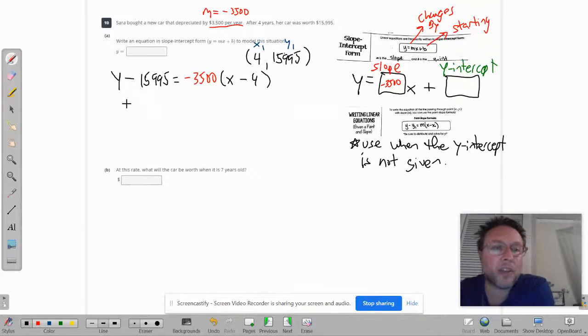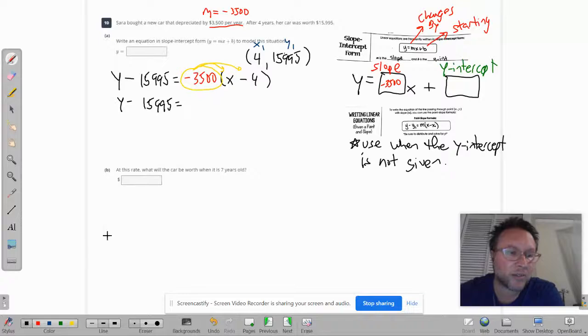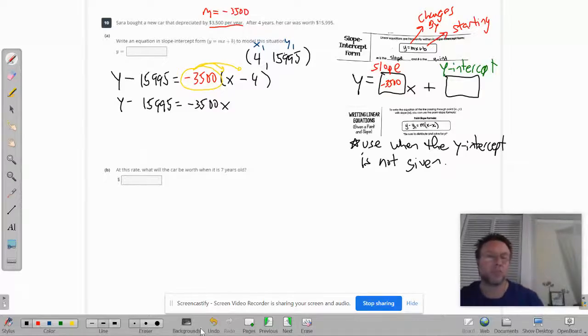And then all we need to do is simplify this, and this will put it in slope-intercept form for us, and this will tell us what the y-intercept is, that missing piece. So, let's do our distributing first. I'm going to leave the left side alone for a moment. So let's go ahead and distribute this negative 3,500. So I would have negative 3,500x, and then negative 3,500 times 4.